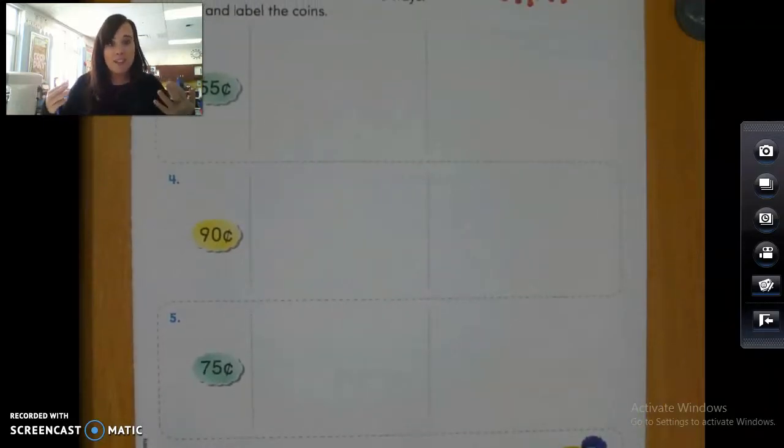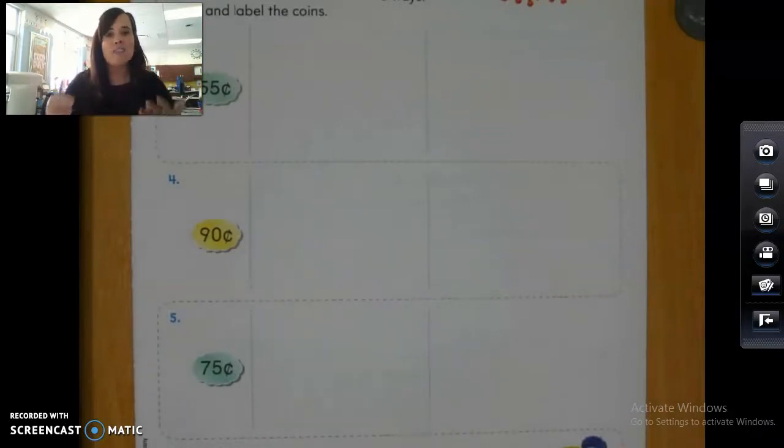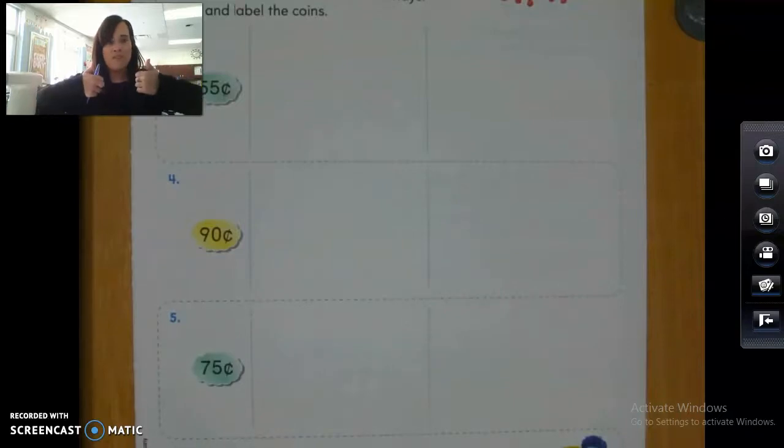Now, the only difference for today is we could have 2 different answers and both be right. Because there's lots of ways that we could show the same amount of money. So even if your way doesn't match my way when we check our answers, you still could be right. As long as it equals the right amount of money, you're good, okay?